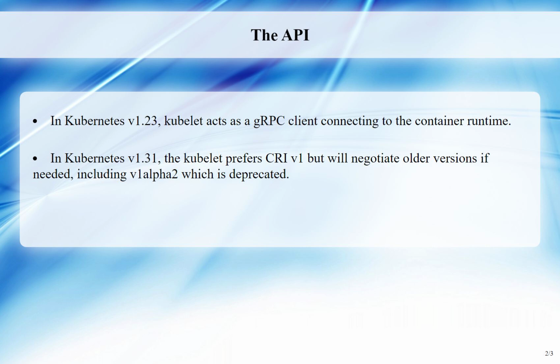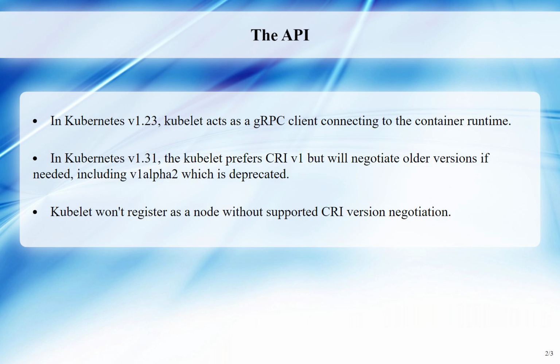In Kubernetes v1.31, the kubelet prefers to use CRI v1, and if a container runtime does not support this version, it will attempt to negotiate an older supported version. The v1.31 kubelet can also negotiate CRI v1 Alpha 2, but this version is deprecated. If the kubelet cannot negotiate a supported CRI version, it will not register as a node.